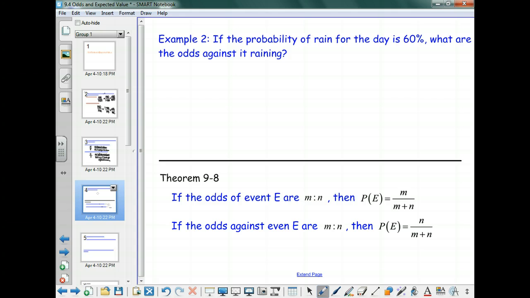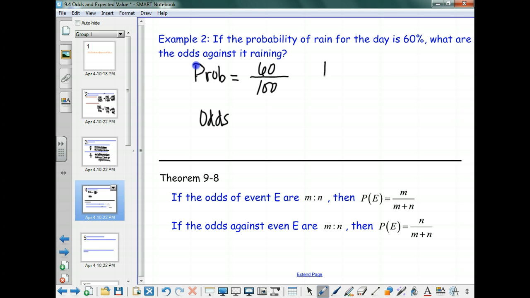All right, so let's do it with a percent now. If the probability of rain is 60%, the probability written as a percent, what are the odds against it raining? So the probability as a fraction is what? 60 out of 100, you can write it as 0.6. I'm going to write it as a fraction though. Percent means out of 100. 60 out of 100.